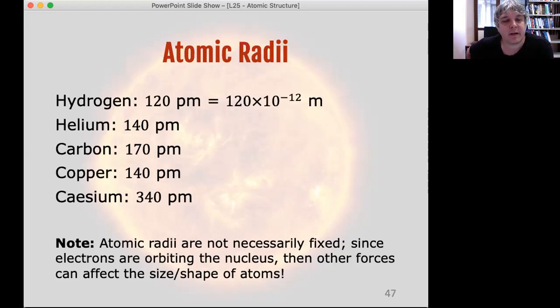But these atomic radii are not fixed. Electrons are orbiting the nucleus. Electrons are negatively charged. Other forces can affect the size and shape of atoms. If they're exposed to other electric charges, then the electrons are going to be doing slightly different things. The atomic size is going to change. The atomic shape might change. You might get a sort of an oblong spheroid instead of an actual ball sphere. So these are just rough guides. They vary. Do not take them as being definite, exact, always true values. It's just a rough approximate value for us to get an idea of the size of these atoms.